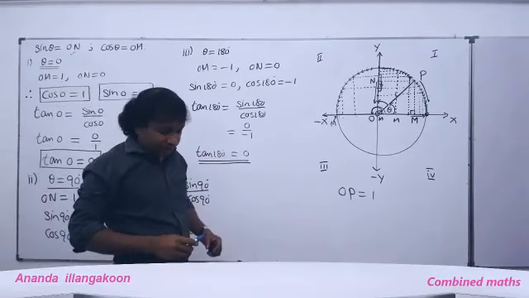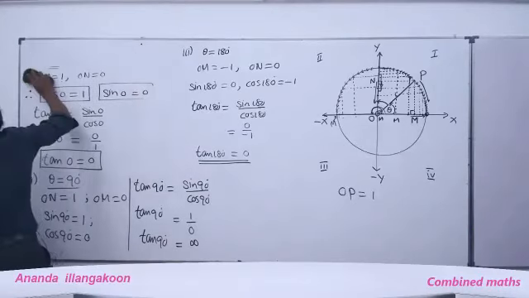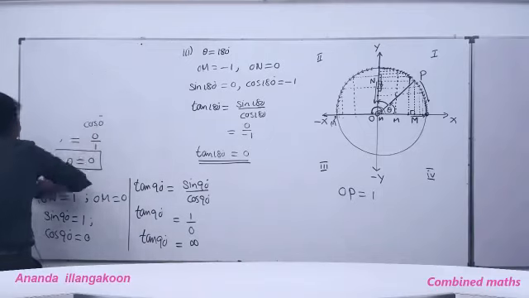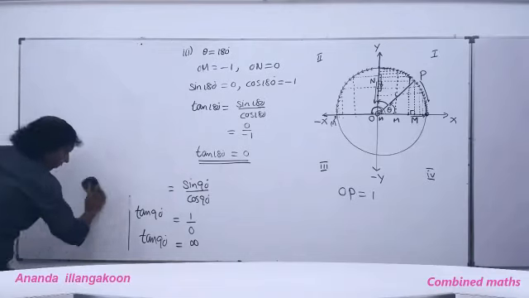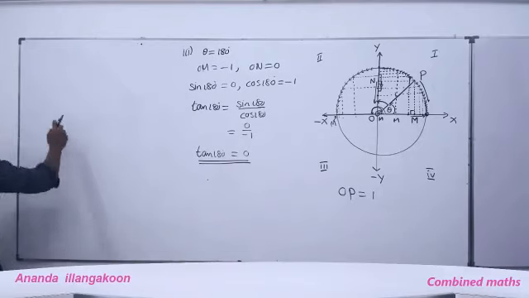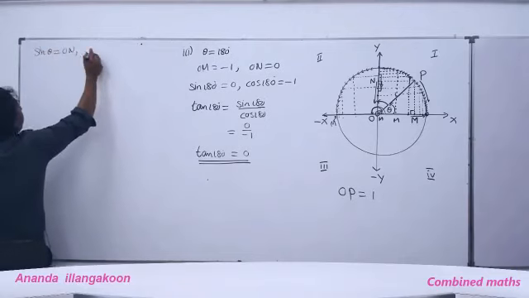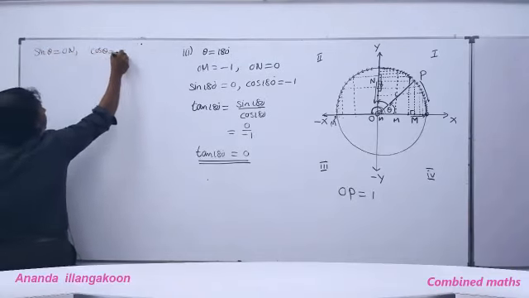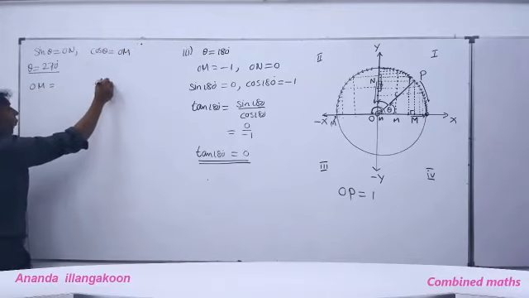Now angle 270. Next one, angle 270. You see angle 270. We notice that sin theta is ON, cos theta is OM, theta 270 degrees. Then what can we say about this ON and OM?